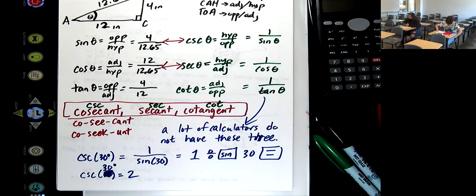This takes some practice going through it. You'll get some practice for the test. I'm not going to ask you about cosecant, secant, or cotangent. I will more than likely ask you about the sine, cosine, tangent of a triangle.